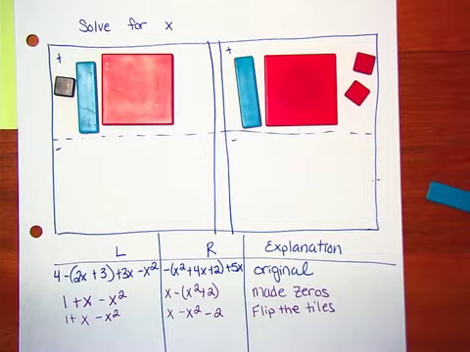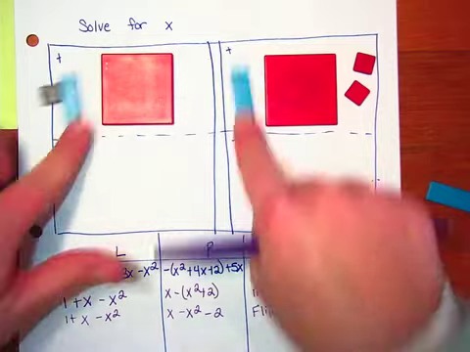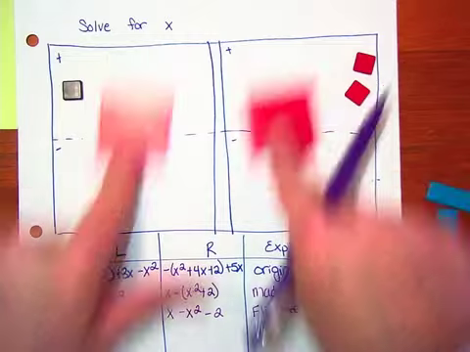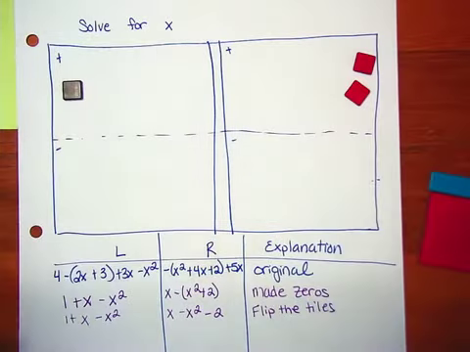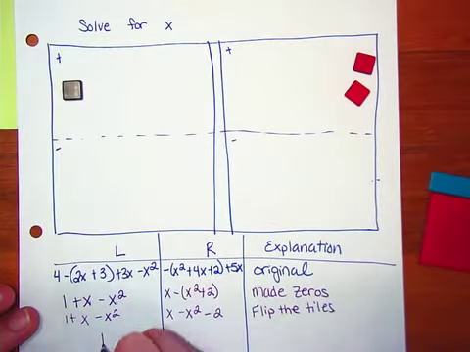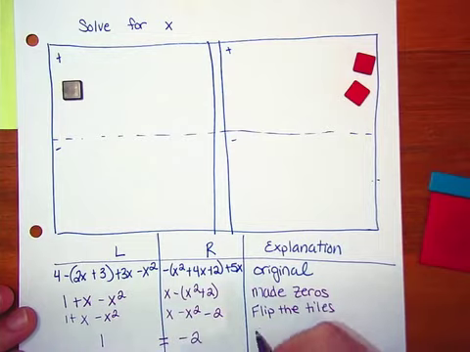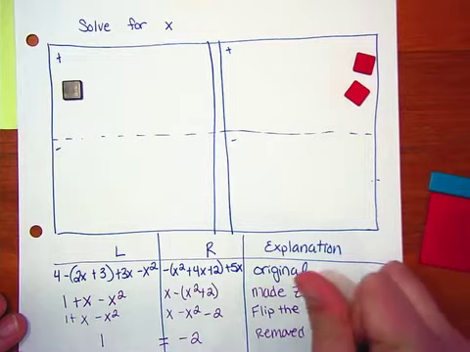Now, let's see if we have tiles on each side we can remove. I see an x on each side that we can remove. Same value from both sides. We also have the negative x squared from both sides that we can remove. And then we'll record our result. We have 1 on the left and negative 2 on the right. And we removed same from both sides.